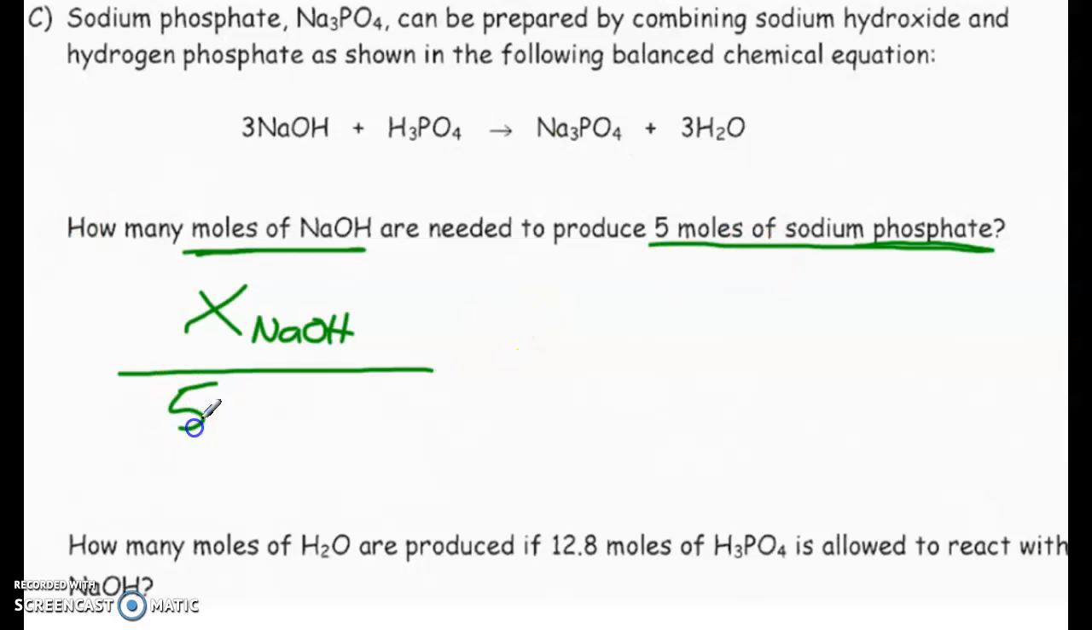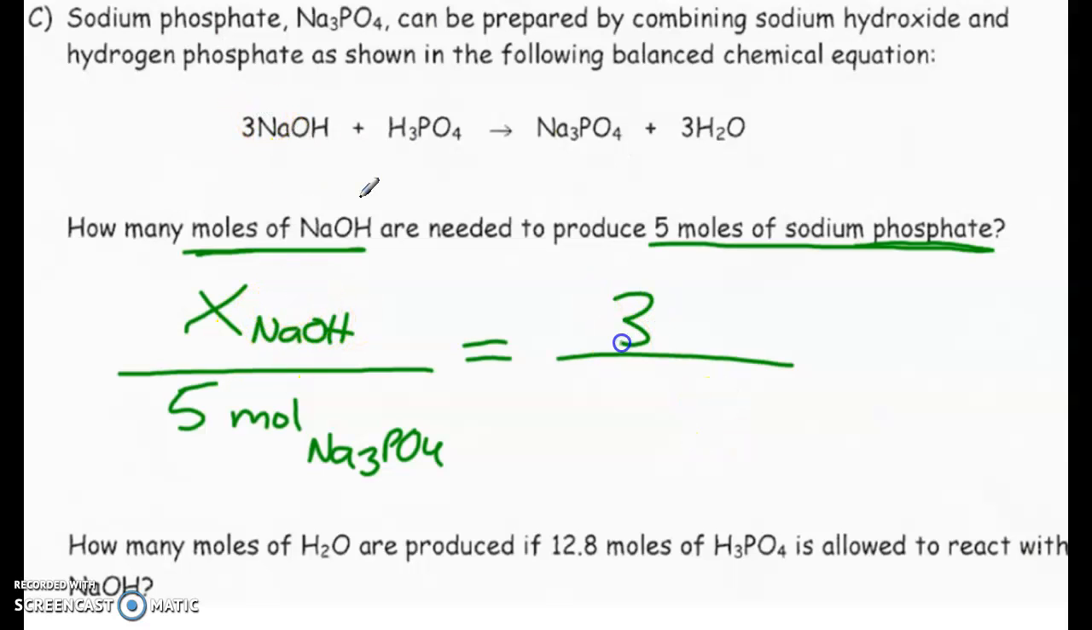On the bottom, we have 5 moles, and make sure we're going to start putting in units of moles, and this is for sodium phosphate. Okay, now it's very important that you label these because it's going to help remind you also what numbers you're using on this side. So moles of NaOH, this is going to be 3 NaOH over sodium phosphate is a 1.